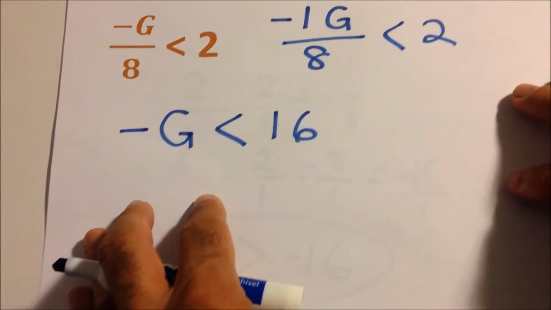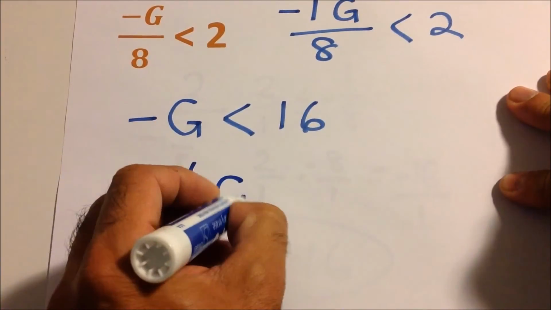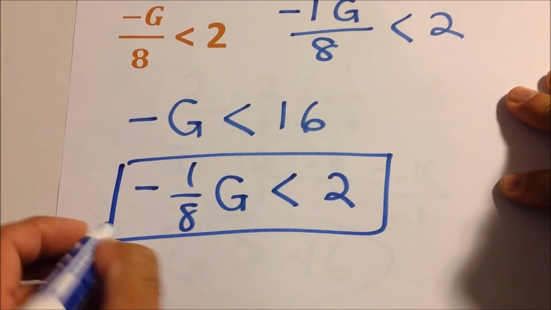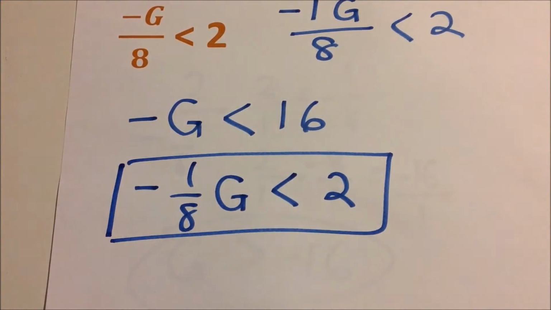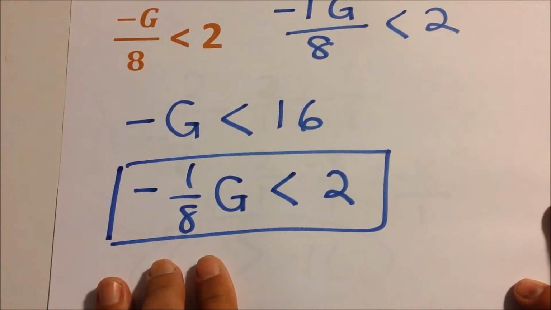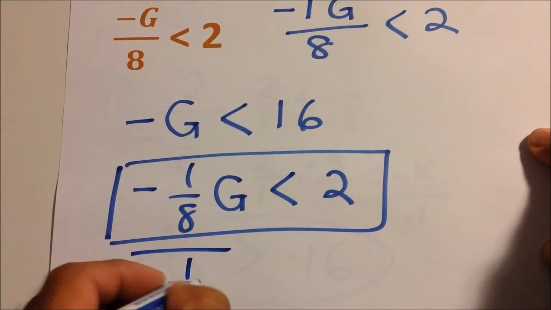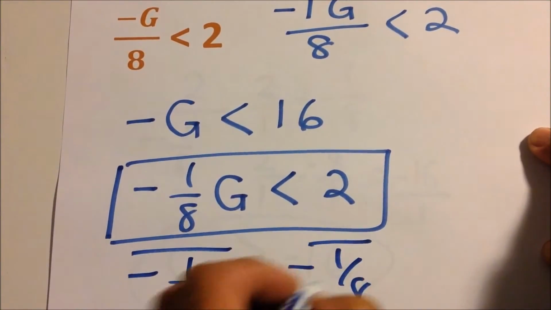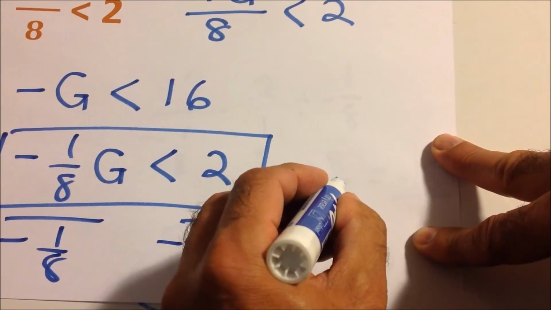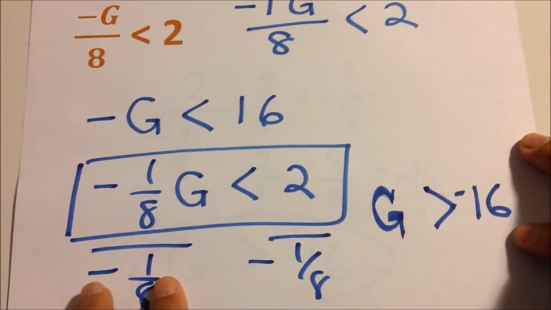And what is a -1g? You can also say it's -1/8 again. -1/8 g is less than 2. You can see something like that. Now we have our negative, and we just do what we did before. We divided the -1/8 on both sides, and we had g. Now we have to flip it because we're dividing by a negative. It's greater than -16.